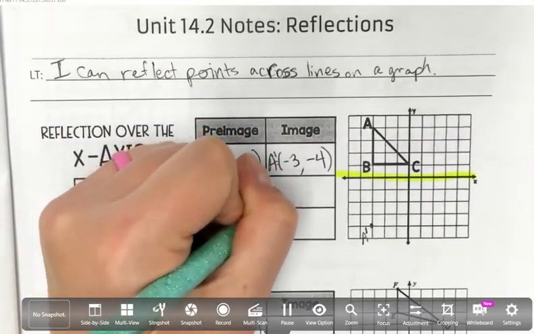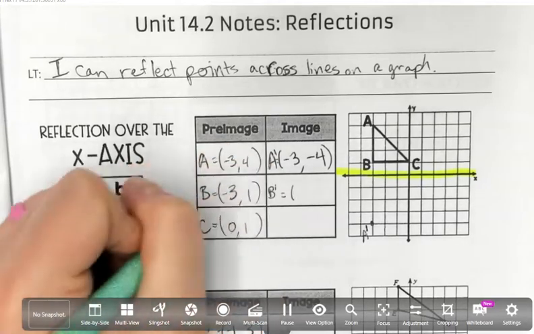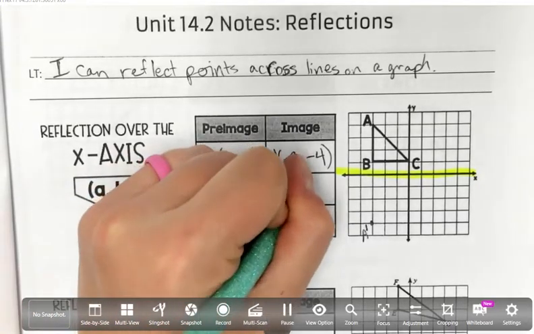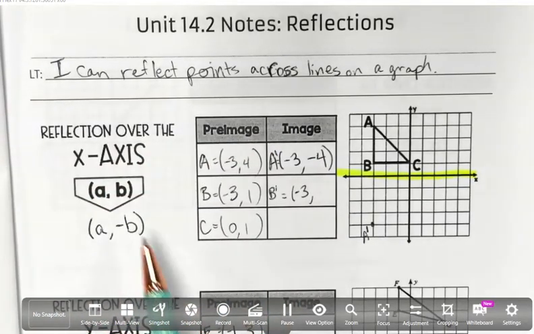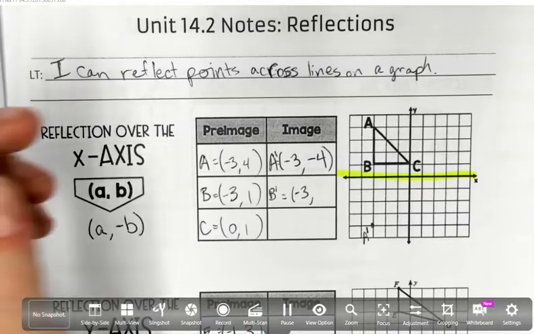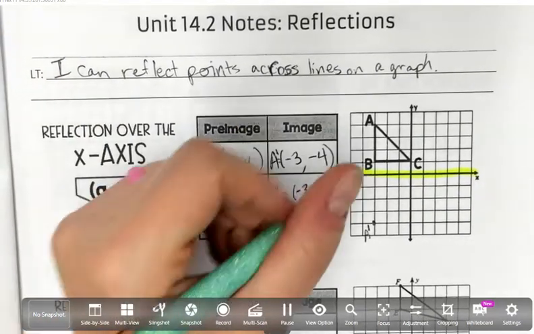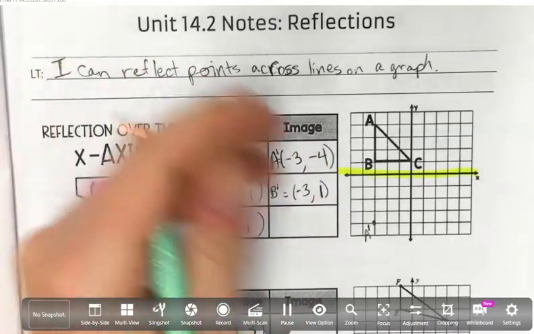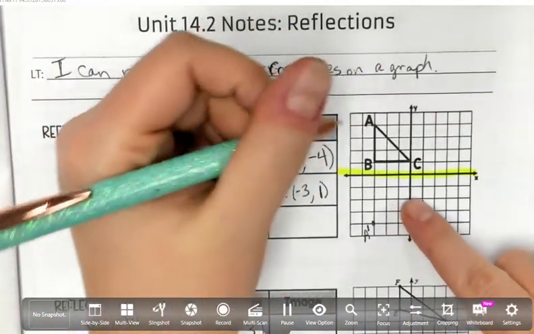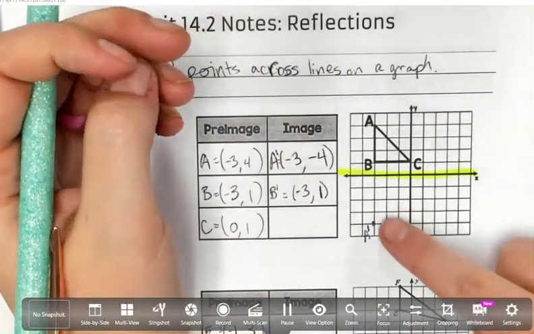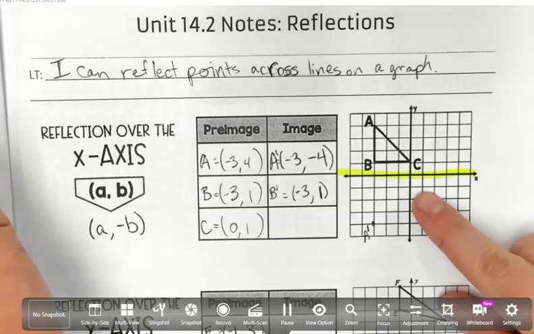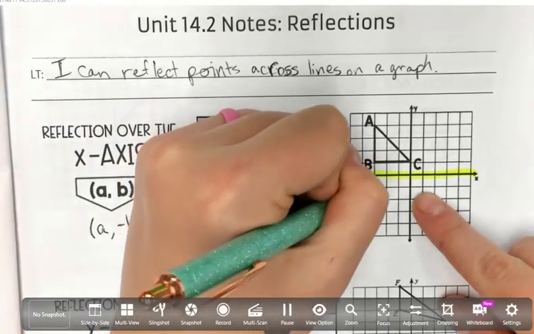Okay, and then b prime, the x is going to stay the same because we're going over the x-axis. And the b is going to change sign. So it's positive, it will become negative. If it was negative, it would have become positive. Alright, and so now our b is going to be here.